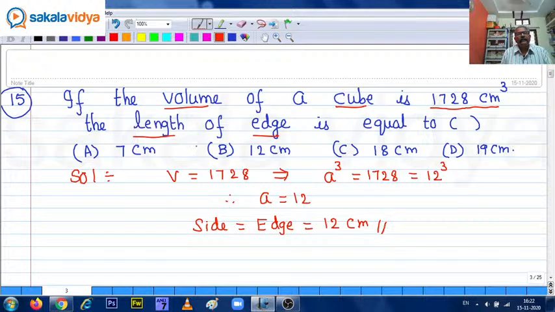This is the answer. Or by cubing the options you will also get the answer. 7 cube is 343, 12 cube is 1728. So B is the right answer. If the side is a, the volume of the cube is a cube. So go on cubing the options; whichever is equal to 1728 will be the answer. 1728 is a perfect cube, that is 12 cube. So 12 is the side.